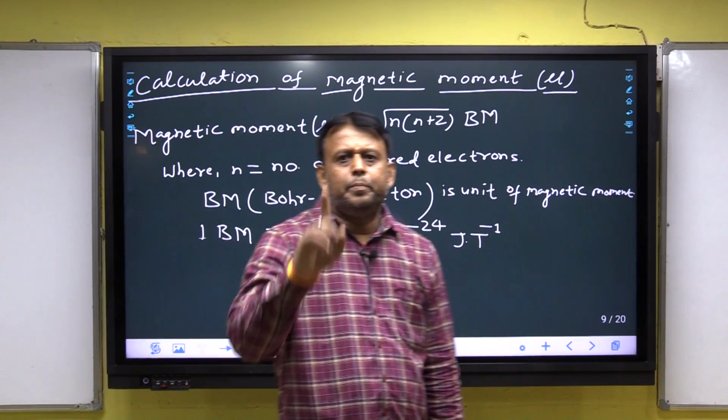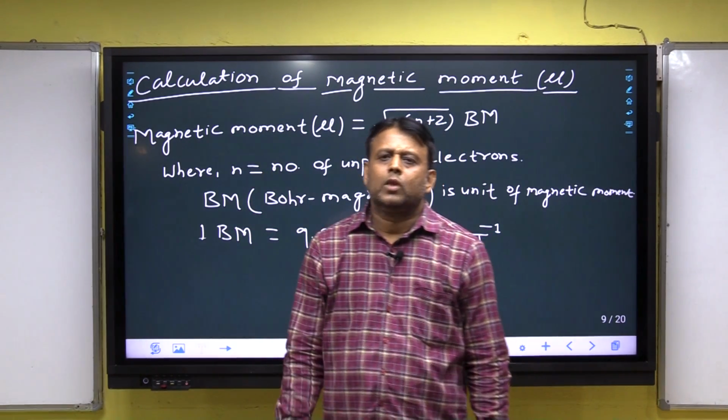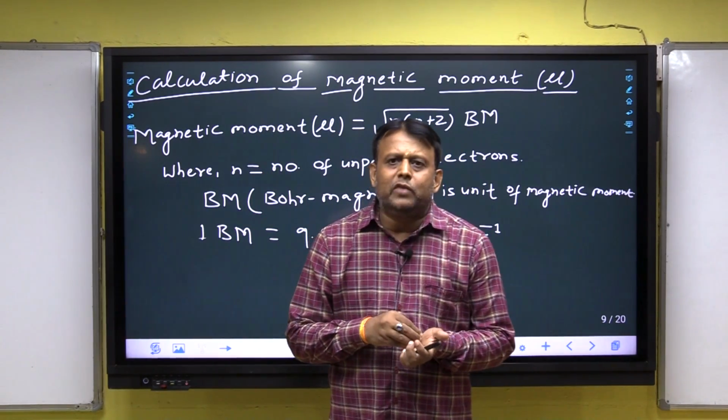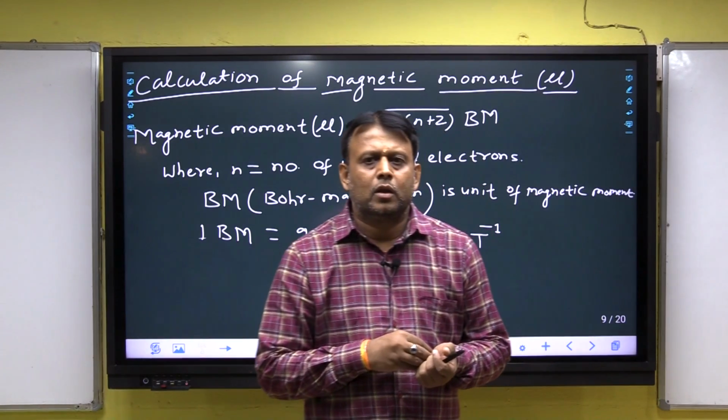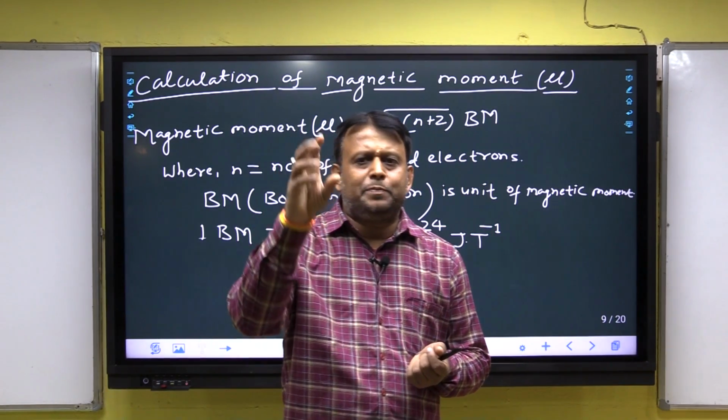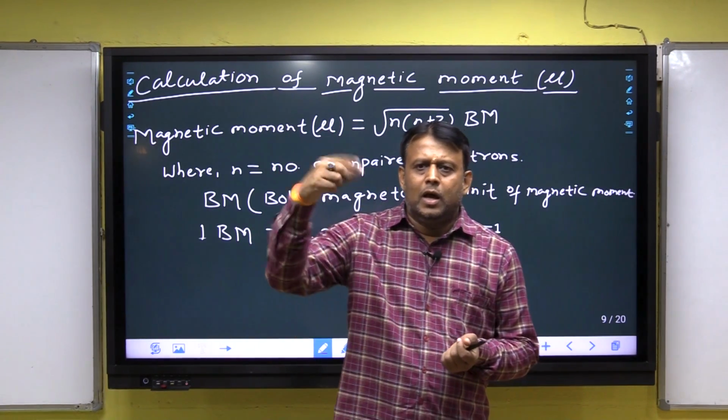Next topic is magnetic moment. And the magnetic moment value gives the nature of a species, either an atom or an ion.